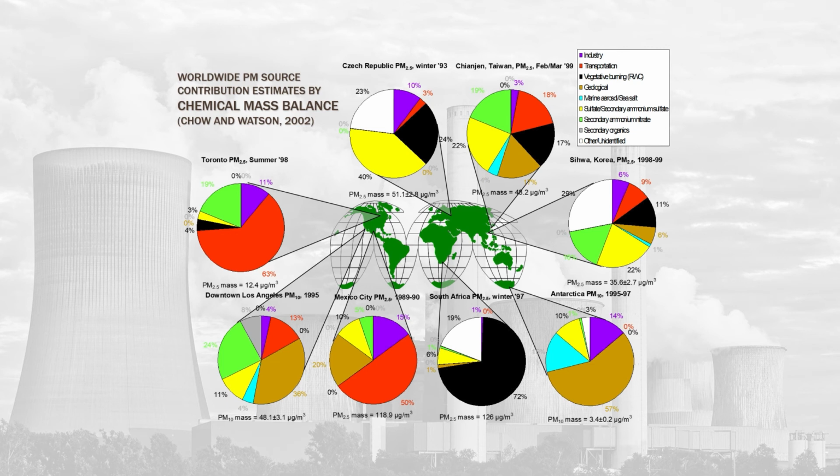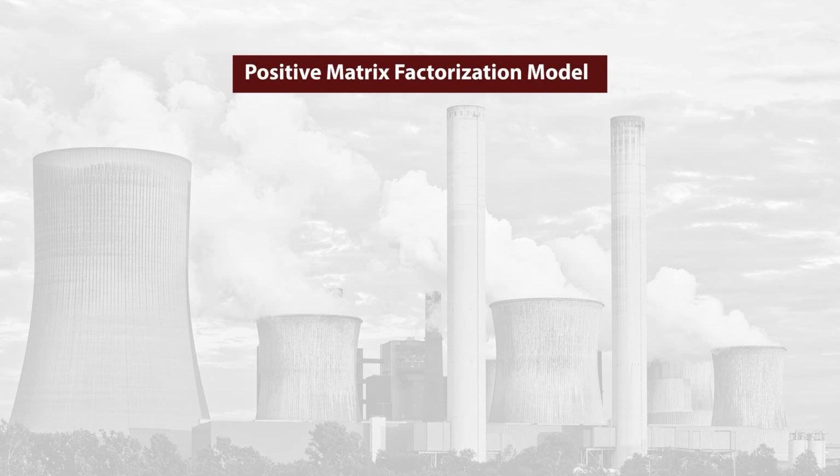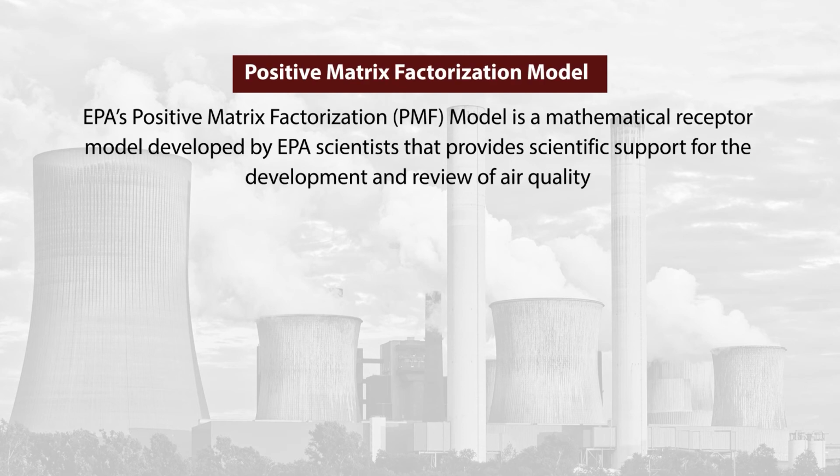It's very useful to determine the sources in an area, and appropriate management measures can be taken using this data. A similar model is positive matrix factorization, which is also a multivariate analysis tool. It gives almost the same kind of results. The US Environmental Protection Agency, EPA, has developed this model.